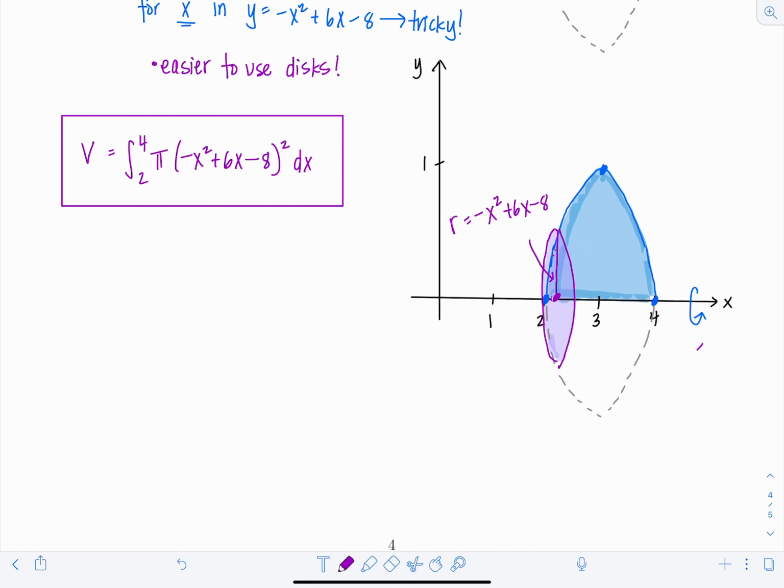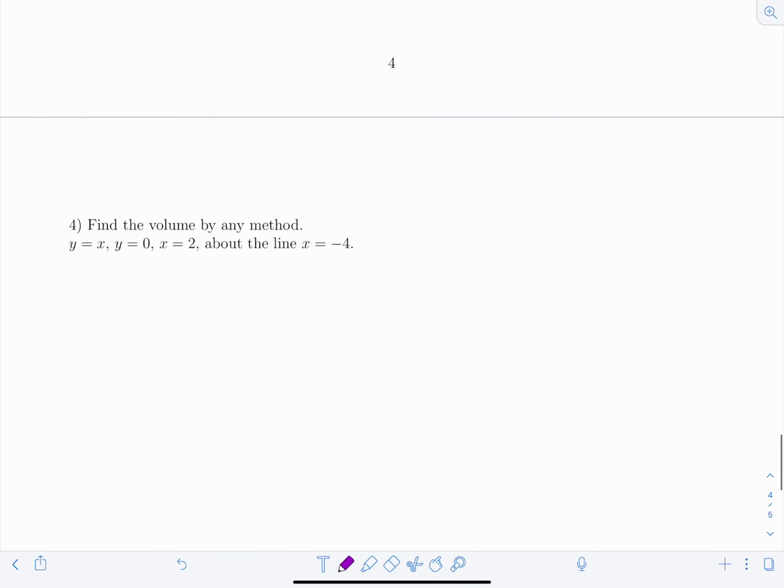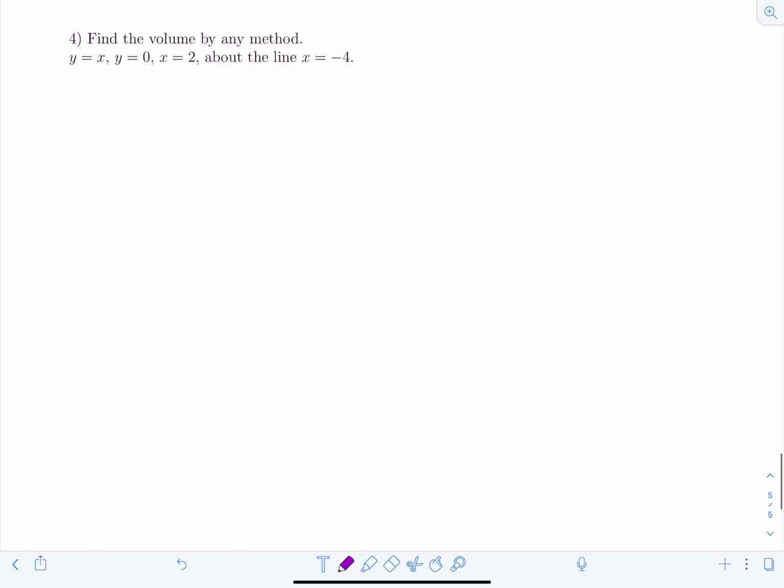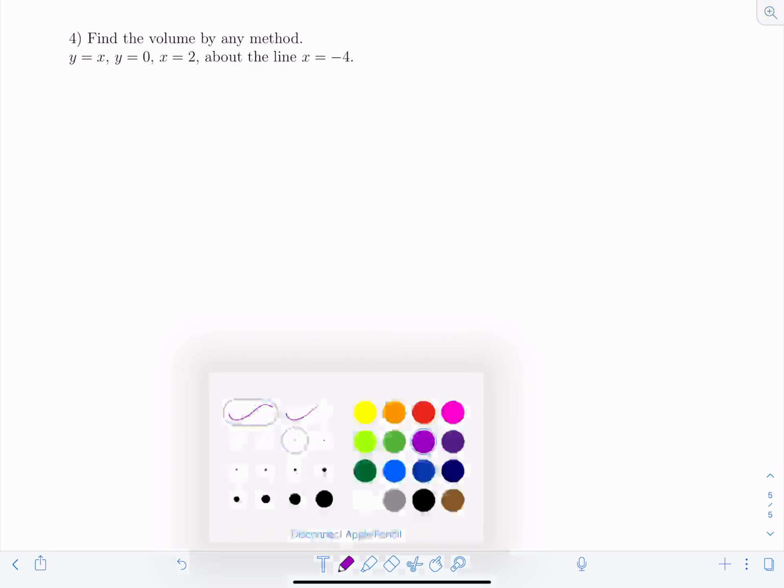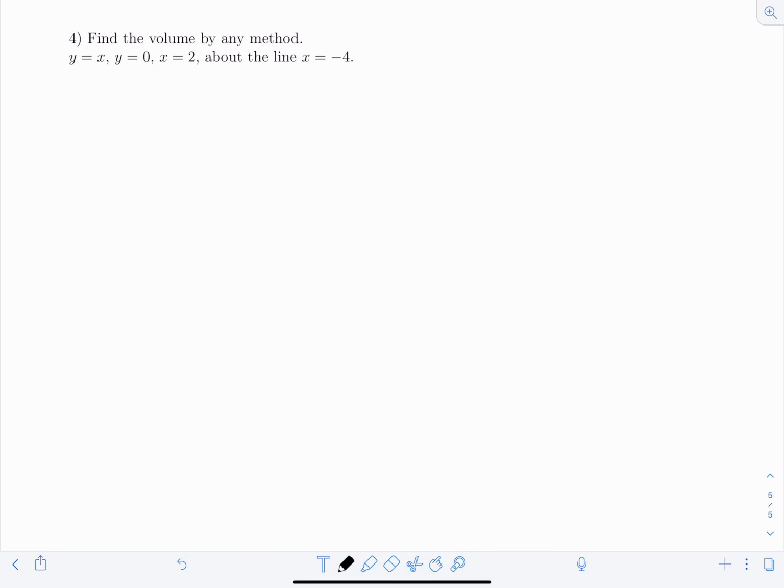Okay. One more example. Find the volume by any method. This time we have y equals x, so we know the line y equals x makes a 45-degree angle with the positive x-axis. y equals 0, x equals 2. So it's a triangle, right? We're bounding that line with the x-axis and a vertical line. And then we're spinning it around, oh my goodness, x equals negative 4.